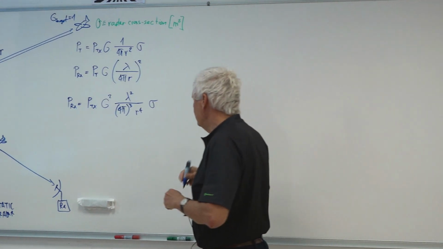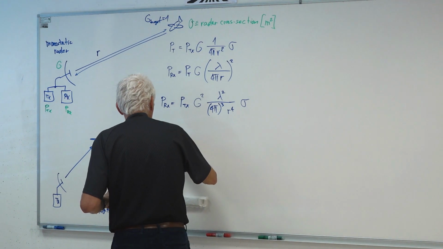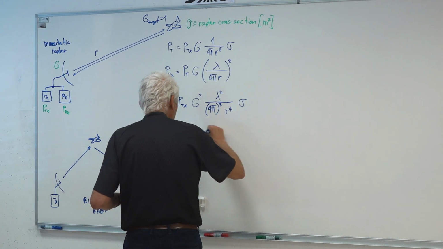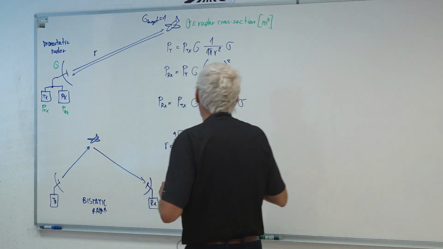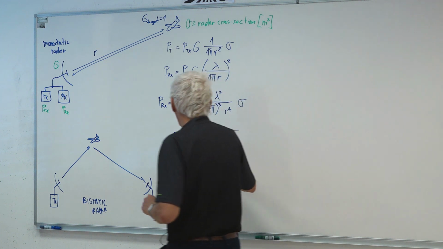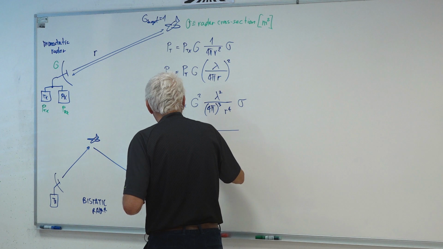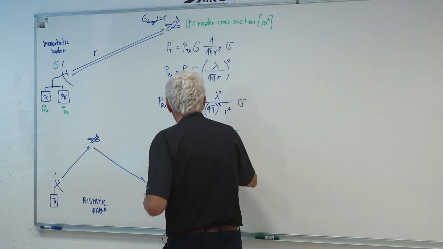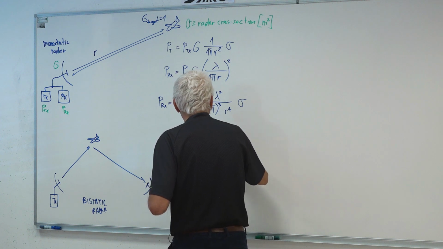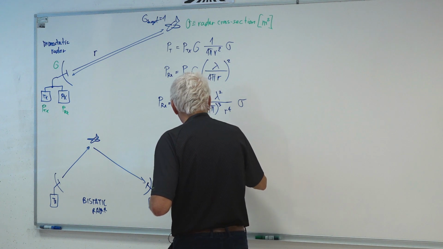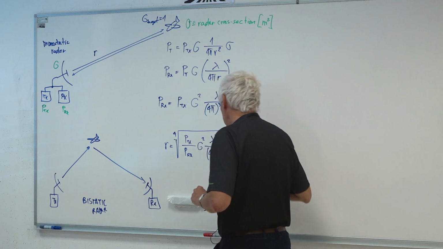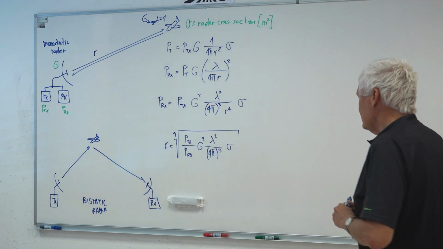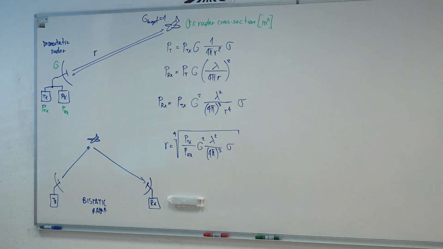If I turn this back into the range, if I rearrange the equation, r is now the fourth root, not the square root but the fourth root, or square root of square root, of the power of the transmitter divided by the power of the receiver, times G squared, lambda squared, over 4 pi to the third power, times sigma. We can find the range now out of our radar. Let's try an example.